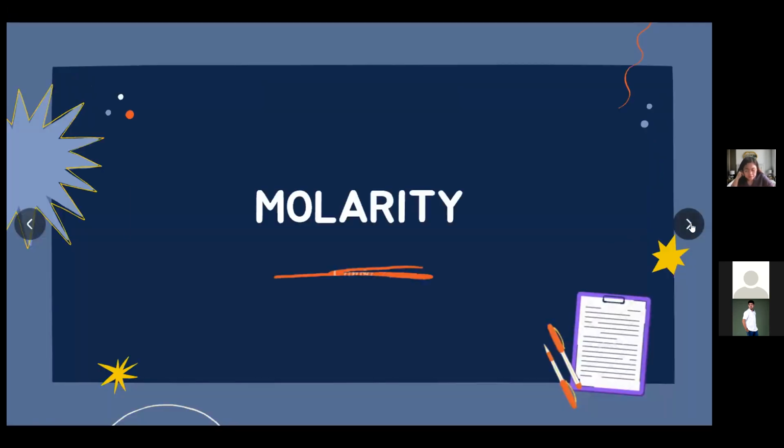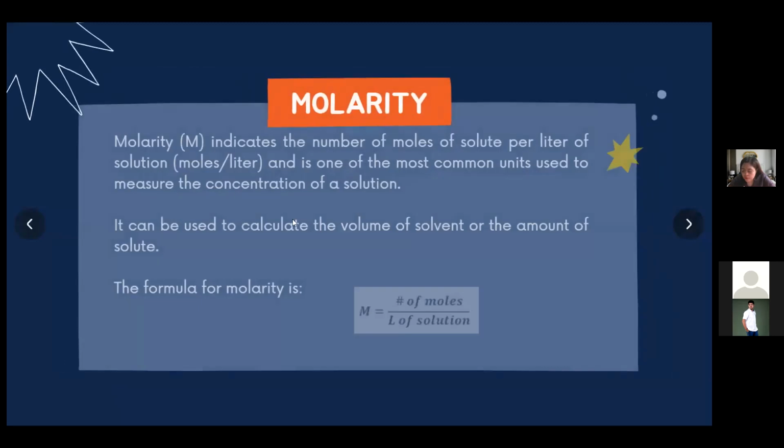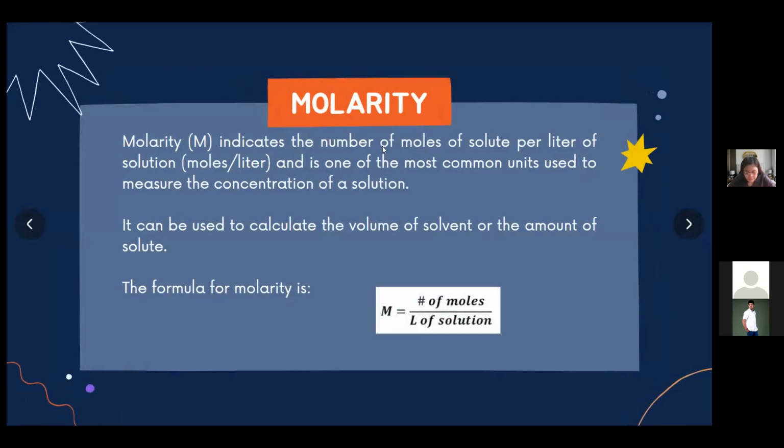So next is molarity. Molarity indicates the number of moles of solute per liter of solution and is one of the most common units used to measure the concentration of a solution. It can be used to calculate the volume of solvent or the amount of solute. The formula for molarity is equal to the number of moles divided by the liters of solution.